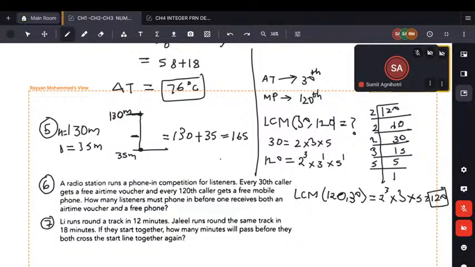How many listeners must phone in before one receives both? Okay, the question is, every 30th caller gets a free airtime voucher and every 120th caller gets a free mobile phone. How many listeners must phone in before one receives both an airtime voucher and a free phone?